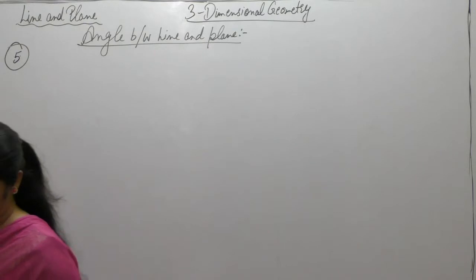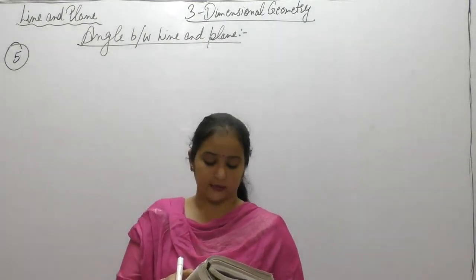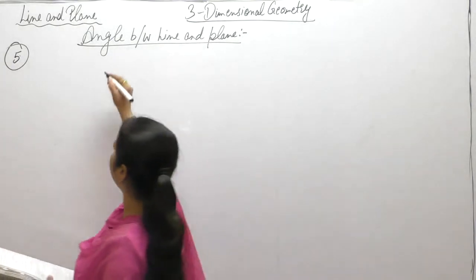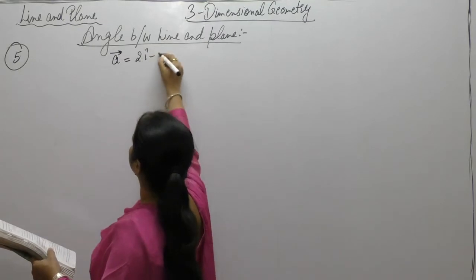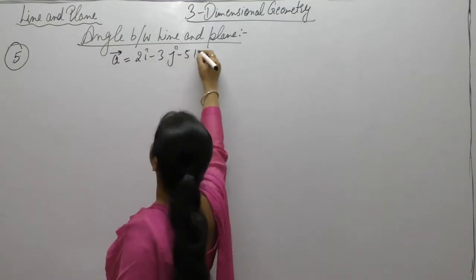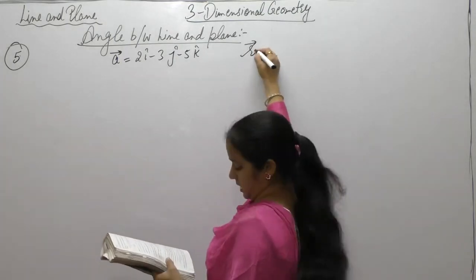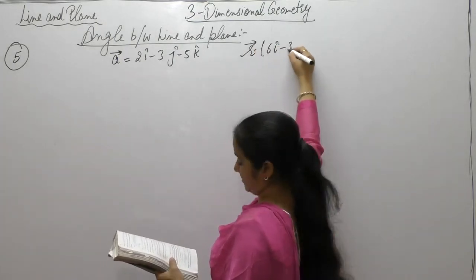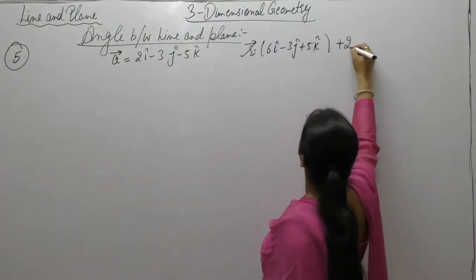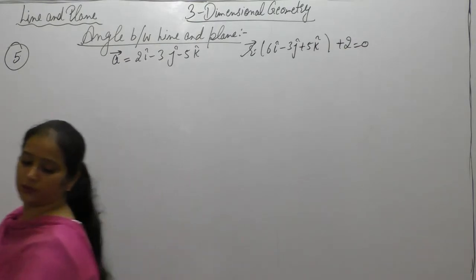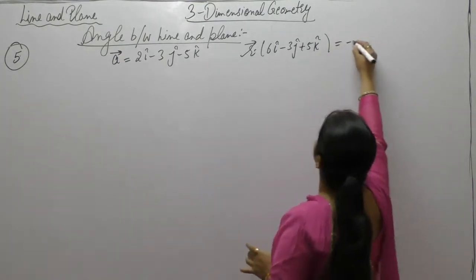Question number 5. Find the vector equation of line passing through the point with position vector 2i minus 3j minus 5k and perpendicular to the plane r dot (6i minus 3j plus 5k) plus 2 is equals to 0. We can write it as r dot (6i minus 3j plus 5k) equals to minus 2.